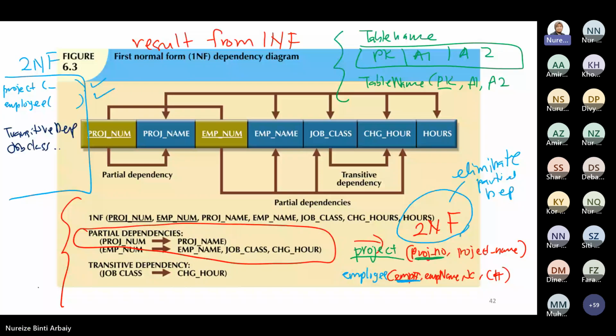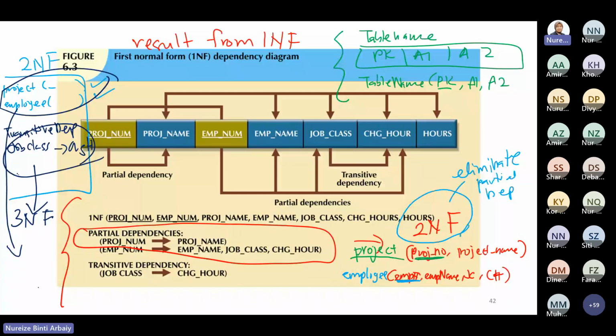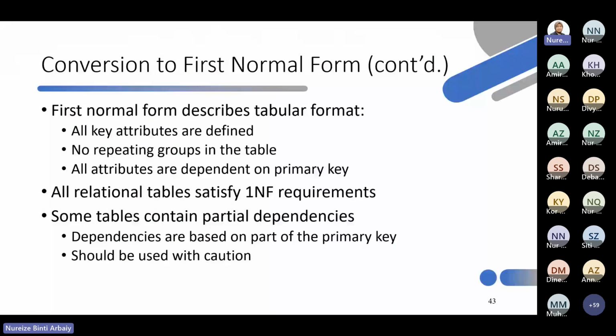From here, of course, you can move to the third normal form. Just carry this portion to here and do the same thing. Then you finish the third normal form, when you repeat the same thing. But then this is a transitive dependency: job class, charge hour. So how do you identify the primary key for this? We said previously that job class is not relevant as a primary key.